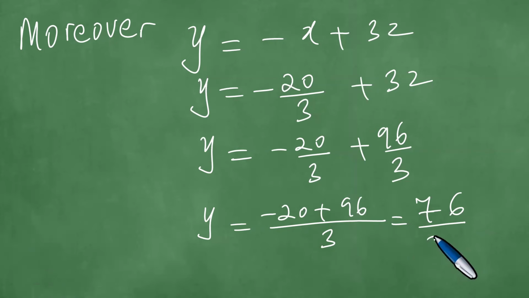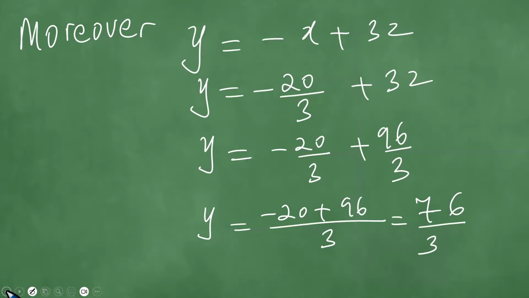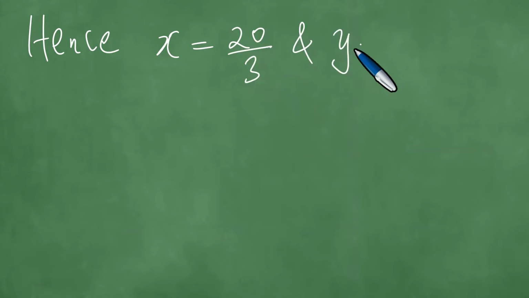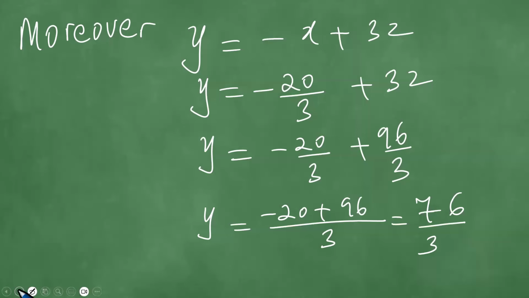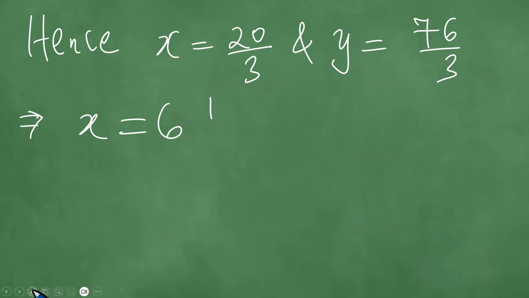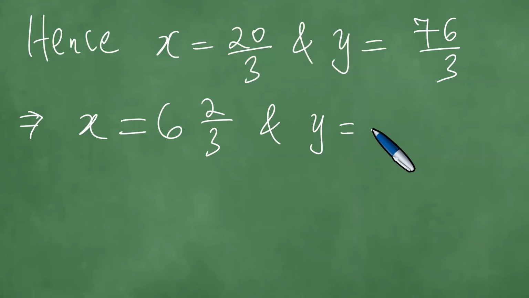Hence x equals 20 out of 3, and y equals 76 out of 3. Upon careful examination of these two results, x can be written as 6 2/3, and y can be written as 25 1/3.